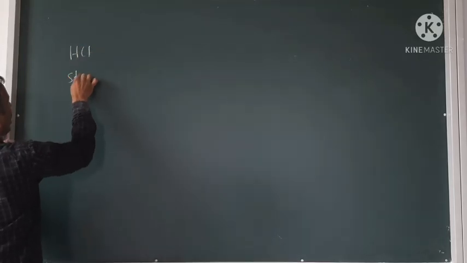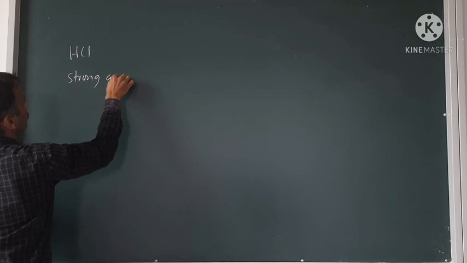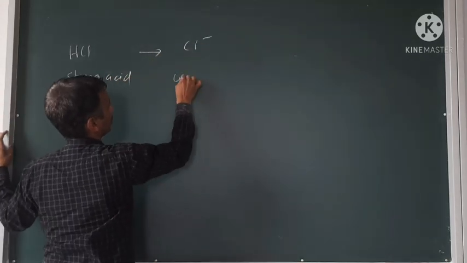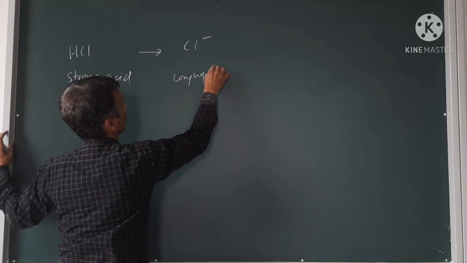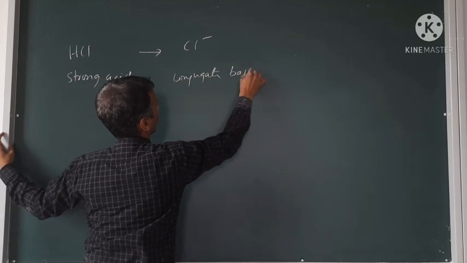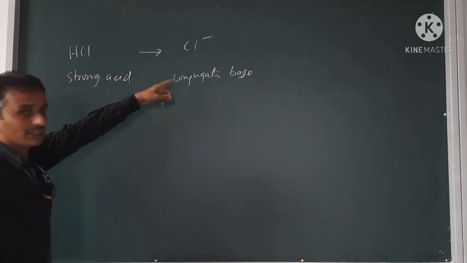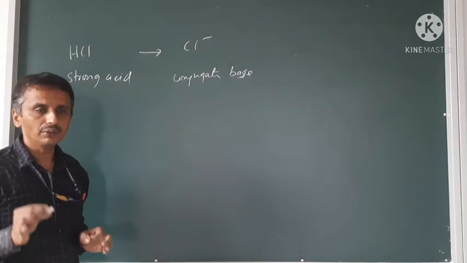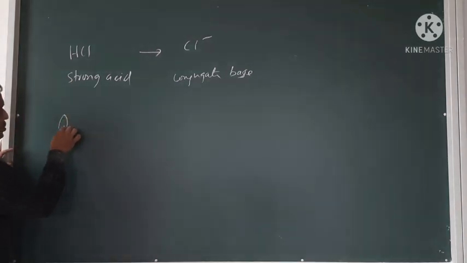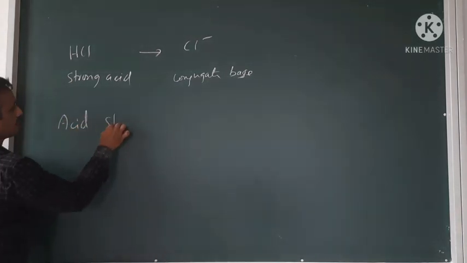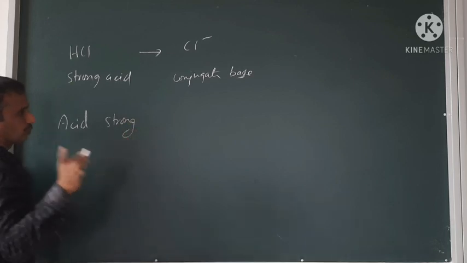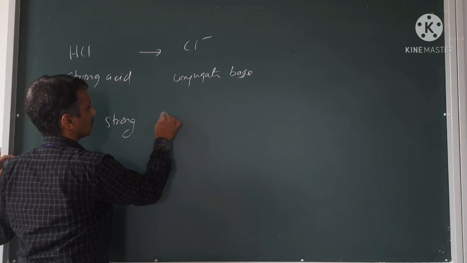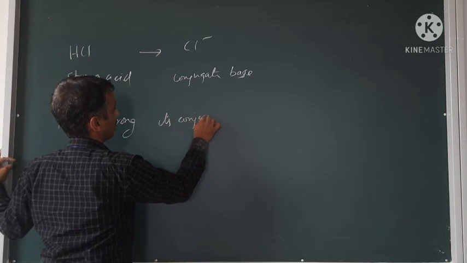HCl is a strong acid, and Cl minus is its conjugate base. Why is Cl minus a conjugate base? Because it is formed by the proton removal. Remember, note this: if the acid is strong, its conjugate base will be weaker.